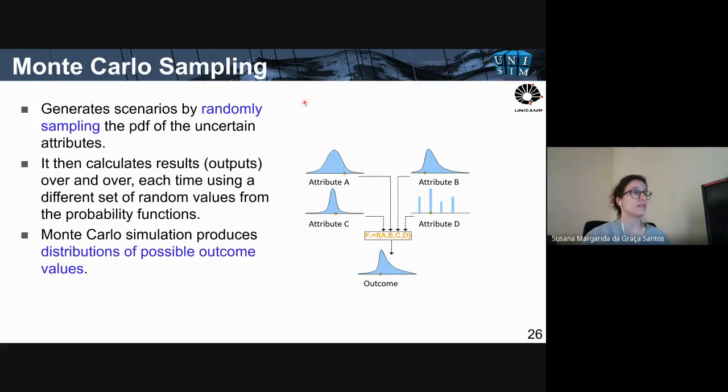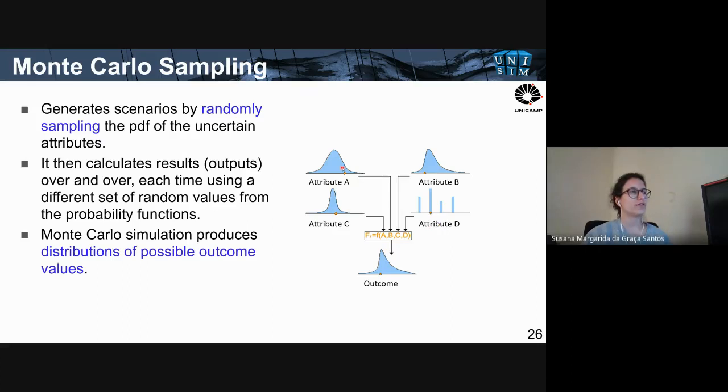Monte Carlo, this is the most common one. The idea of Monte Carlo is that it does pure random sampling. What that means is that it goes to attribute 1, or A, and randomly selects one value, or samples, this is the word we use, sampling. And you go to attribute B, C, and D, and so on.